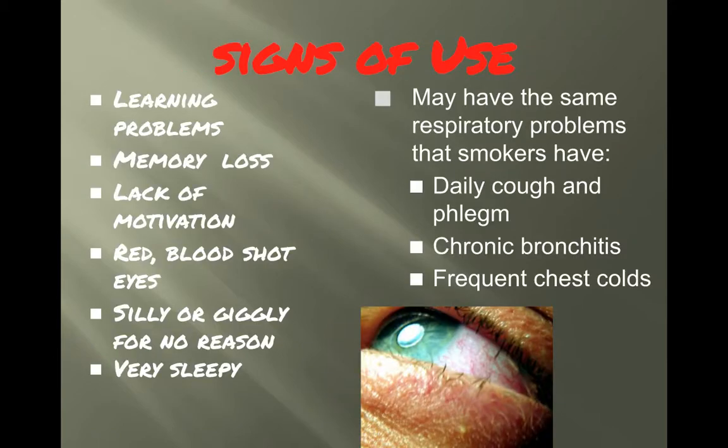The signs of use: a person might have some learning problems because of the way it affects the brain, memory loss, it really zaps motivation, causes red bloodshot eyes, and then the person sometimes gets really silly or giggly for no reason. And then as it's wearing off, the person tends to get very sleepy. For the long-term use, people who frequently smoke marijuana can have the same sort of respiratory problems as smokers, so maybe lots of coughing and phlegm, frequent bronchitis, and colds.